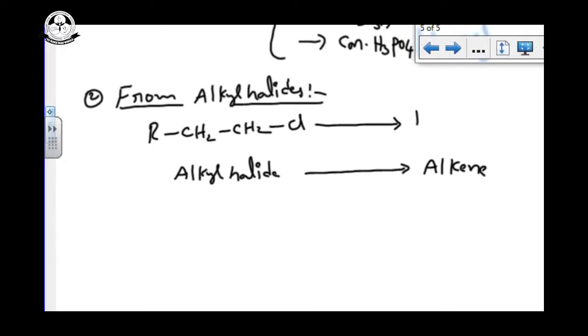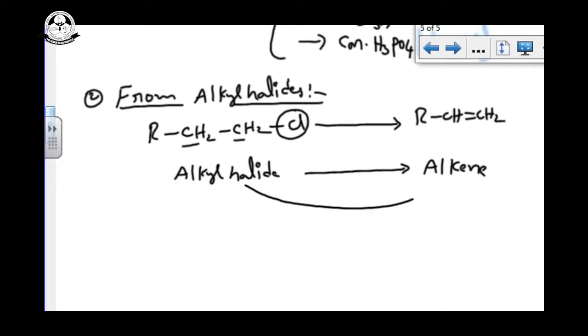See what we want to do? RCH=CH2. Like previous alcohols, the difference between alkyl halides and alcohols is that alcohols have an OH group and alkyl halides have Cl. But here from this carbon I remove Cl, and from the next carbon we want to remove hydrogen. So what do we want to do?